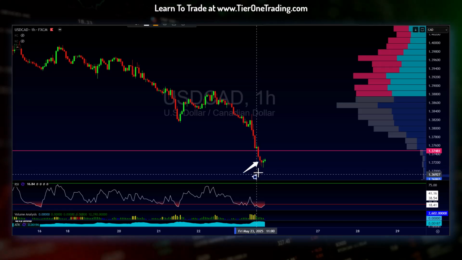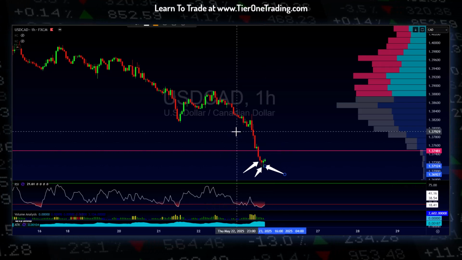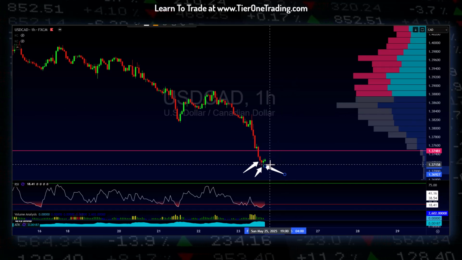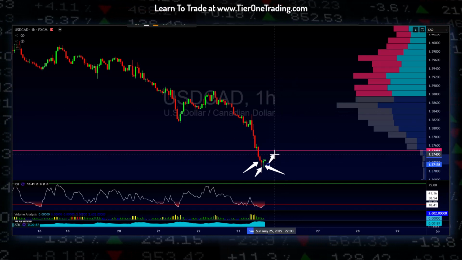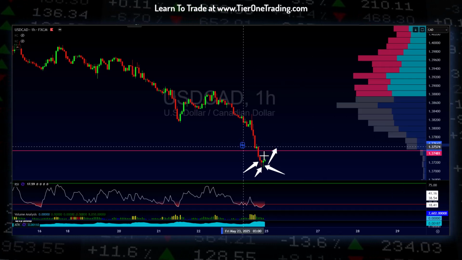Little bull rejection, little bull rejection, right? No doubt some profit taking being had right here. What I would expect is a little bit of a retracement, a retracement meaning some relief. Price action moves back to either this level right here, this little pregnant pause.